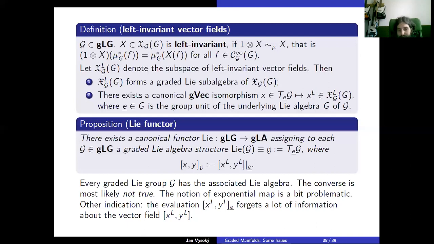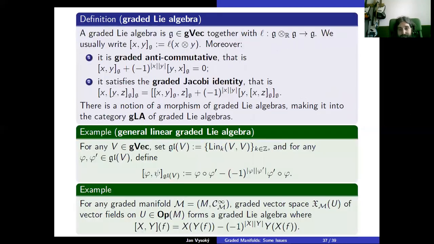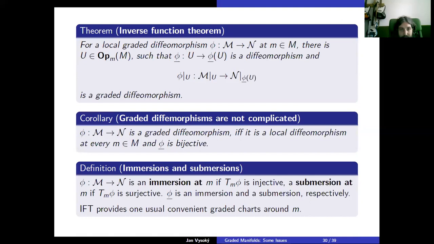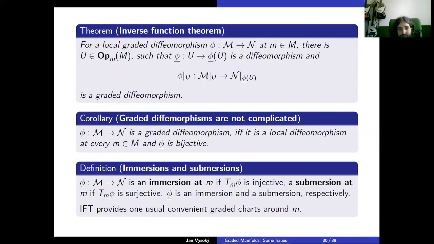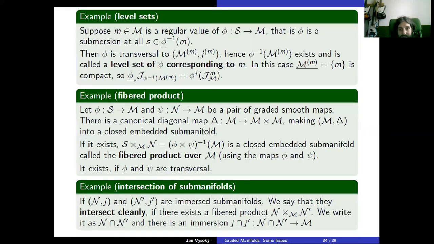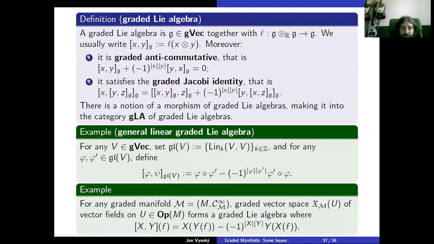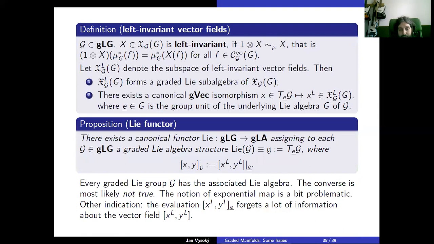So for example, this Euler vector field here, the values of this Euler vector field at all the points are zeros. So its value at every point is the zero vector in your tangent space, but the vector field itself is not trivial. So you kind of forget about a lot of stuff if you evaluate a vector field at a point.